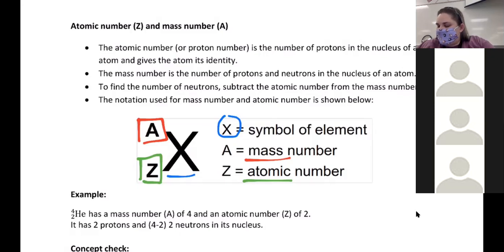But that's what you need to remember, that the bottom number, represented by that letter Z, is the atomic number. And the atomic number, as it says up here, is the number of protons. So if you know the number of protons, then you know the atomic number. If you know the atomic number, then you know the number of protons because they are always the same. The other important piece is that the protons give the atom its identity. So if you know the number of protons, you know the atomic number, which means you can look it up on a periodic table and identify what element symbol or name it is. So that's important to remember when we're going through and doing these.